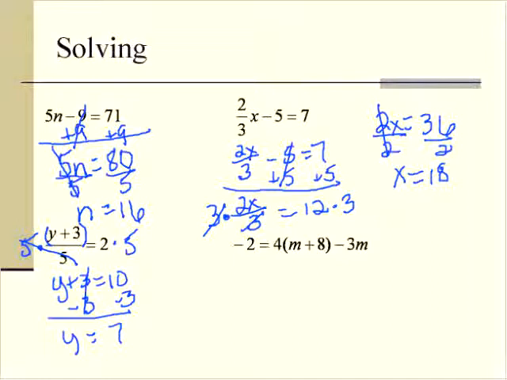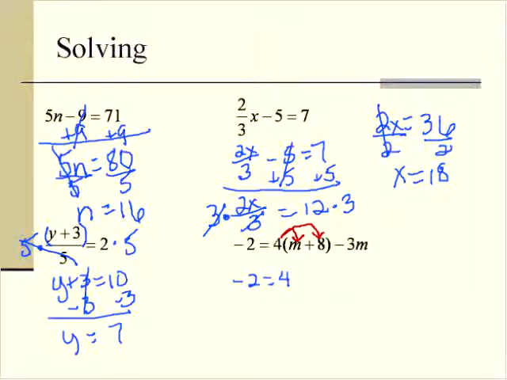Okay, now on this problem, I have an m here and I have an m here. So I have to do a little bit of work before I can start solving because I don't have a single variable. In this problem I had just a single y, here I had a single x, here I had a single n. Before I can start solving, I have to simplify this side. Got to clean it up a little bit. It's too messy to know what it is I have to do. So I'm going to start by distributing that 4.